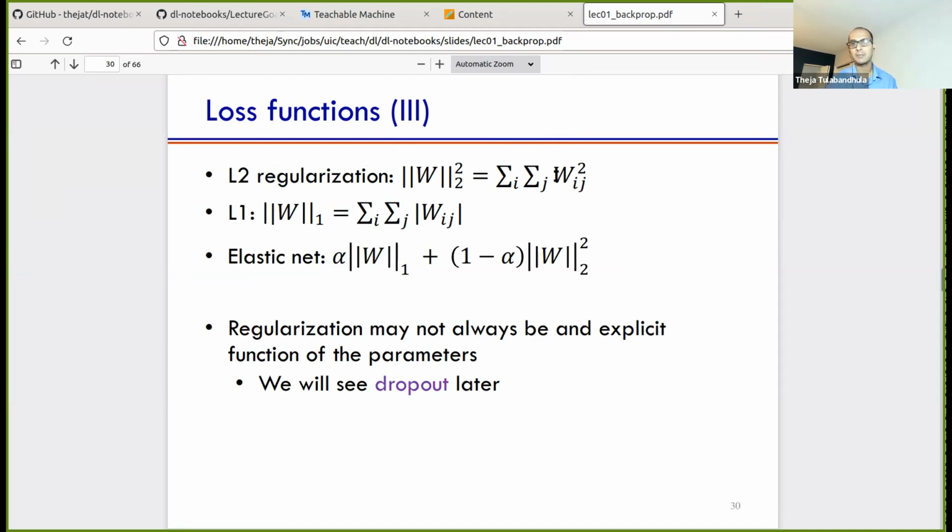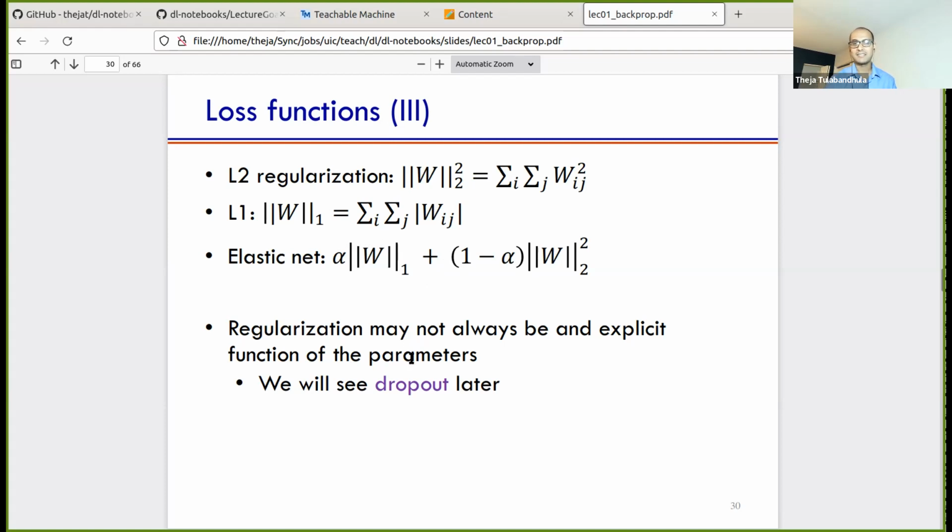So L2 just means sum of the squares of the entries. L1 regularization just means sum of the absolute values of the entries. That would be called lasso regression. And elastic net just means some sort of a combination of those two. So these are examples of regularization.